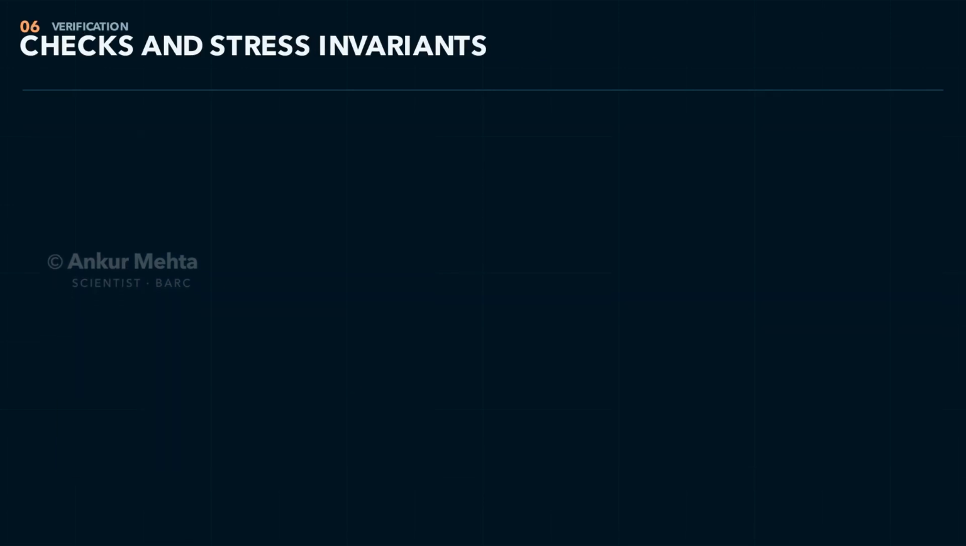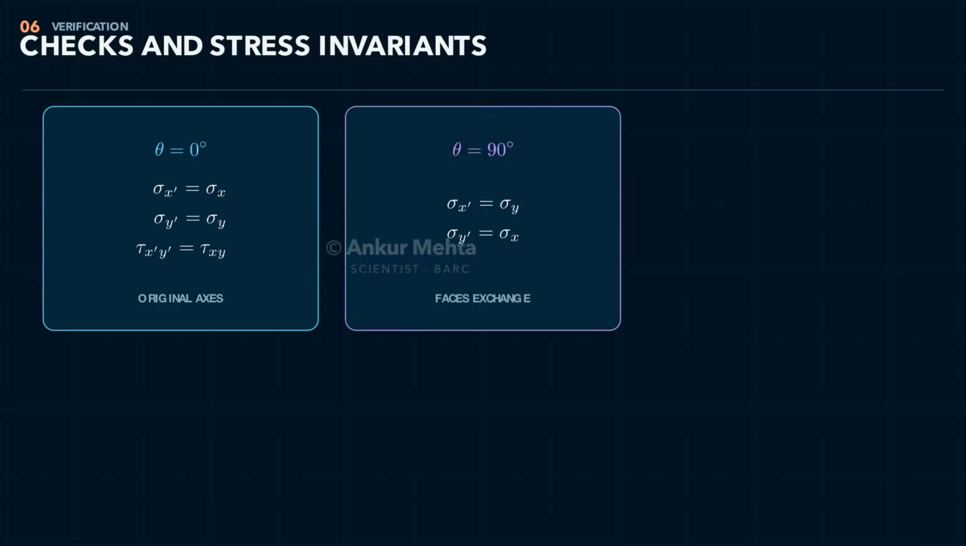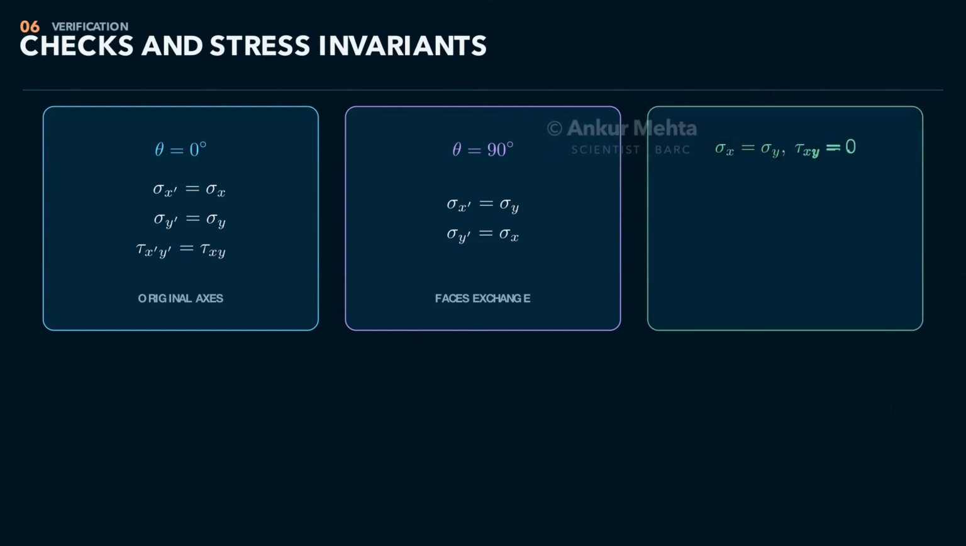Good equations should survive simple checks. At theta equal to 0, the rotated axes coincide with the original axes. So sigma x prime becomes sigma x, sigma y prime becomes sigma y, and tau x prime y prime becomes tau xy. At theta equal to 90 degrees, the x prime and y prime faces exchange their normal stresses. If sigma x equals sigma y and the shear stress is 0, every plane carries the same normal stress, rotation changes nothing.